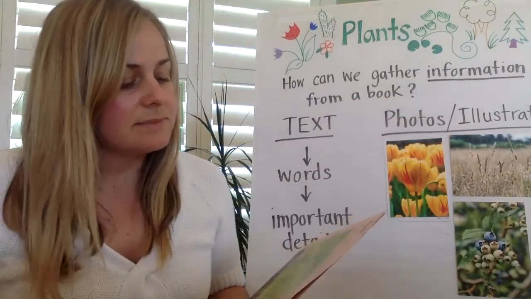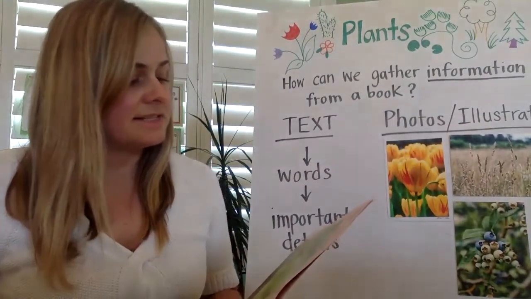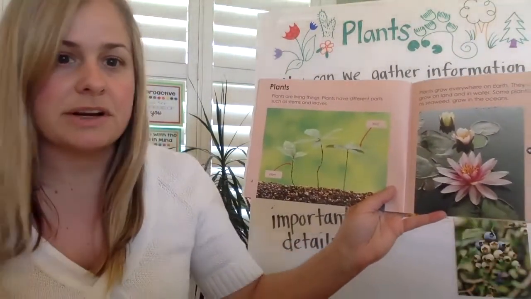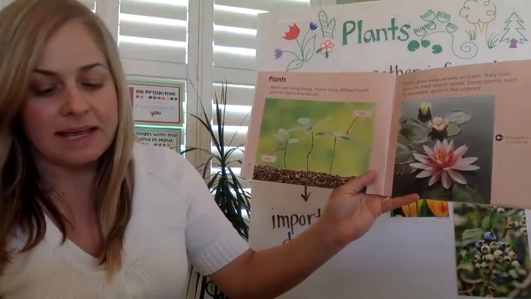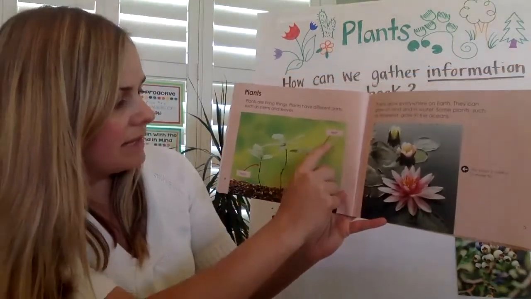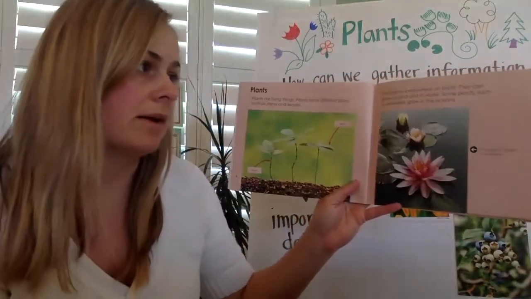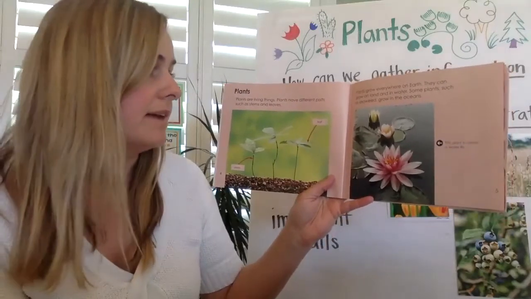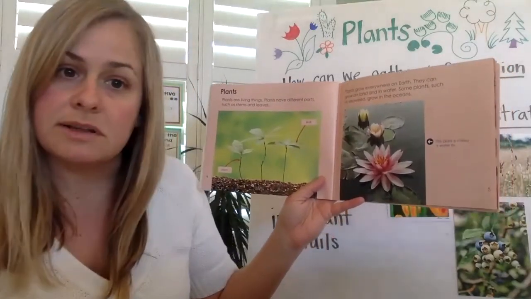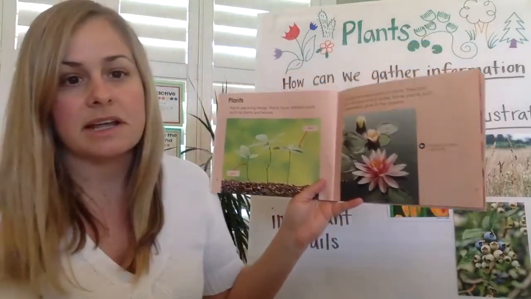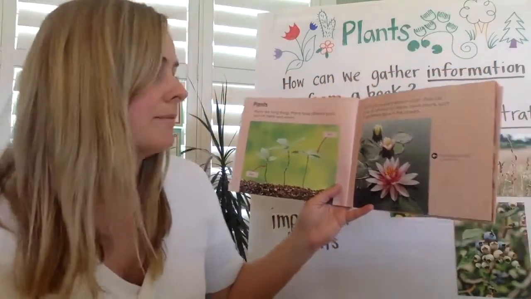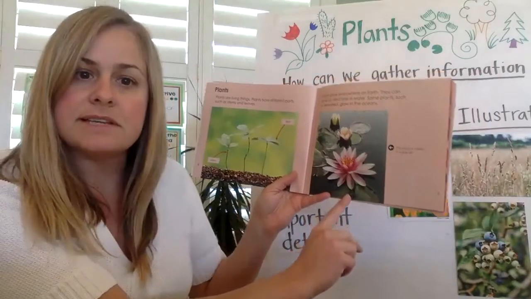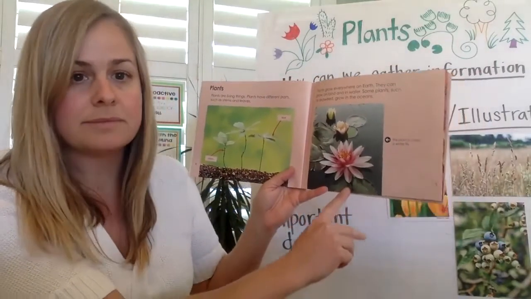Plants are living things. Plants have different parts, such as stems and leaves. When I look at this picture, I can see that it has some labels that say stem and leaf. Plants grow everywhere on Earth. They can grow on land and in water. Some plants, such as seaweed, grow in the oceans. That's interesting. Did you know that seaweed is a plant? It says right here, this plant is called a water lily. I think I've seen those before, maybe in a pond.